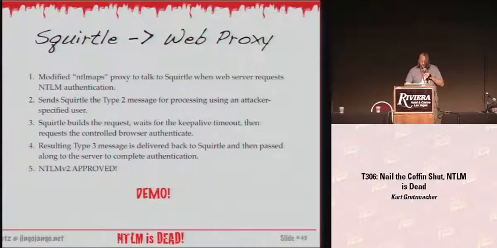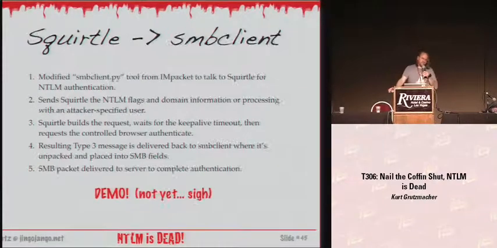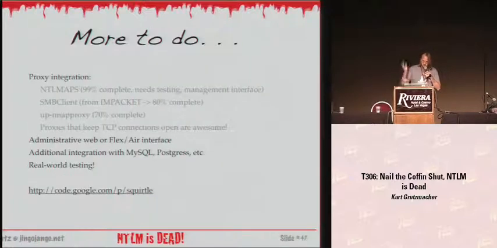Okay. So you can do the same thing with SMB client. If you're really good at writing libcurl or HTTP requests in C, you can take SMB client from Samba and modify it to use Squirtle in the same fashion. I don't have it quite done yet. I was actually modifying the IM packet version, which is a bit weird. But of course, there is more to do. There's always more to do.